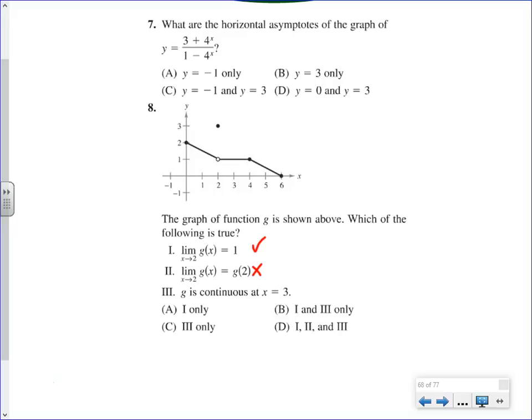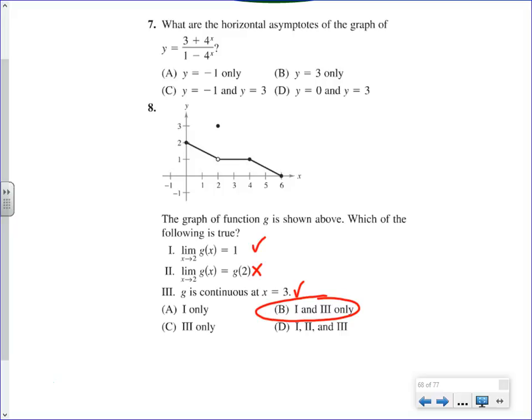Look at 3. Is it continuous at 3? Yeah, it's fine at 3. It's really bad at 2, but it's fine at 3. So therefore, now is it continuous at 2? Not continuous at 2, but the limit exists. They go to the same position, but that's not the point.